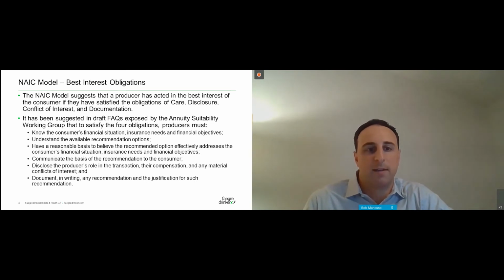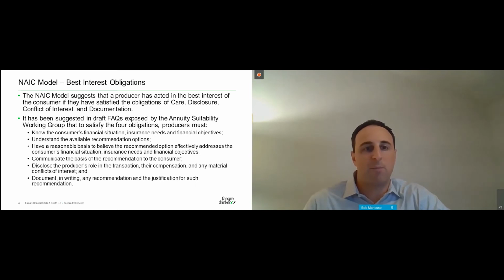So, certainly, each consumer may be different, and certain aspects of that list, or others, may be important information for a producer to collect. Also, on the care obligation, it's important to note that the producer is only required to consider annuity products that he or she is authorized and licensed to sell, and not alternative products or strategies. So this is something that should be very helpful to producers, but at the same time, it's really important for a producer to make sure that they understand which products they are actually authorized to sell.